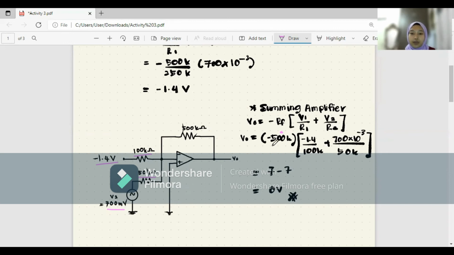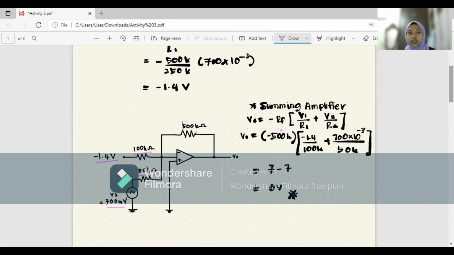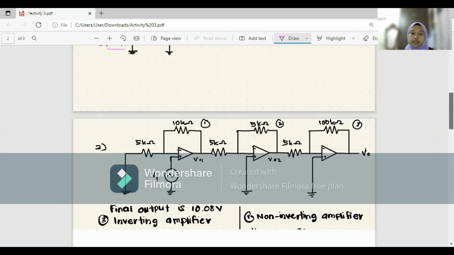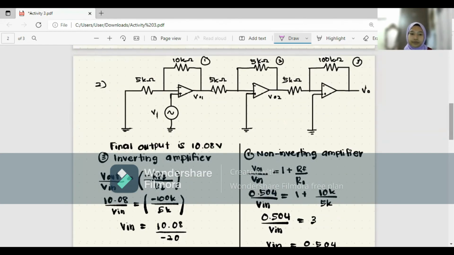So just by calculating it, we will find out that the total output voltage is 0. This means that for this whole configuration of amplifiers, there is no output voltage because the voltage output equals 0. So for the second question, we must calculate the input voltage if the final output is 10.08 volt.